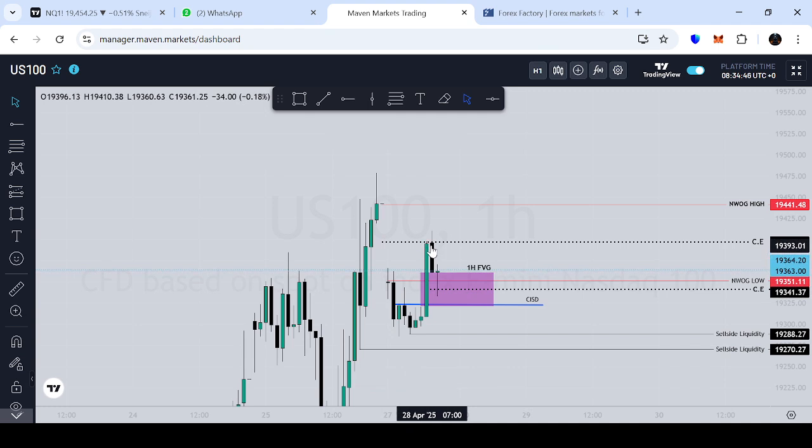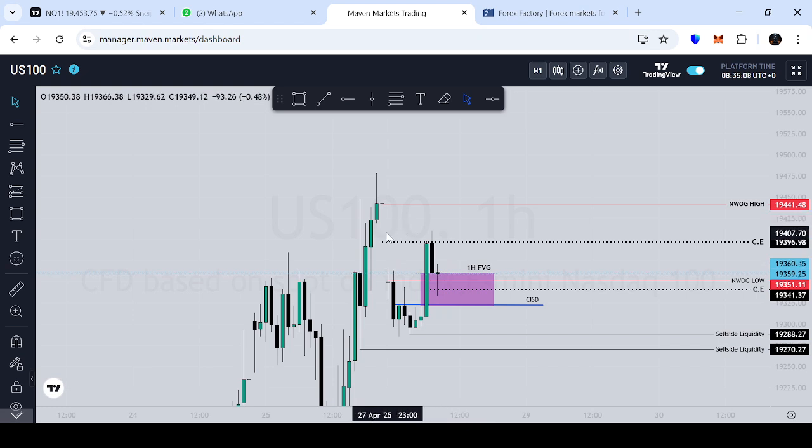We see the candle body close at the consequent encroachment. Then the bearish candle opens at the consequent encroachment, not crossing above it. You can see only the wick crosses above the consequent encroachment, which is acting as a major resistance.